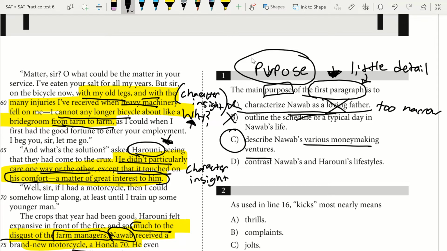D, contrasting Nawab and Hironi's lifestyle. We don't contrast Nawab's to Hironi's lifestyle. We just talk about Nawab's money-making ventures there, so D is incorrect.